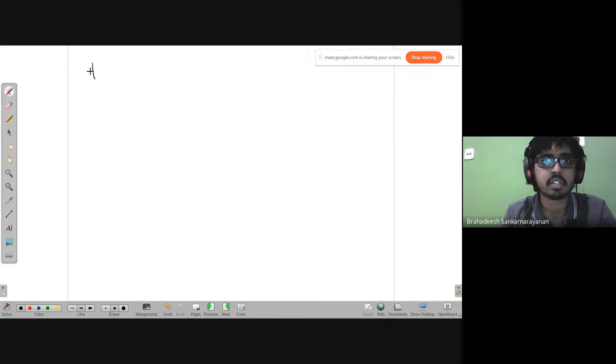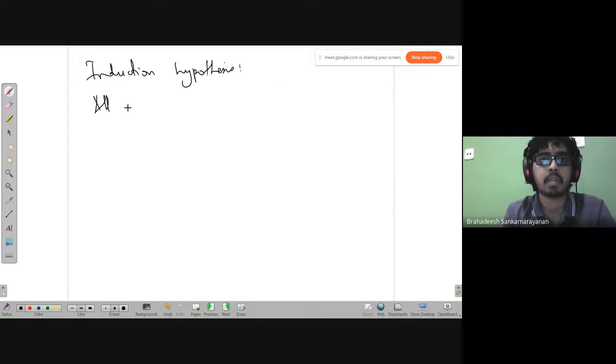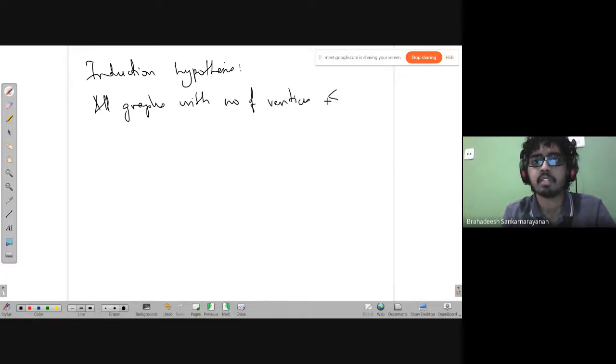So let's take as induction hypothesis: all graphs, all connected planar graphs. But why connected? We can just take all graphs. No? Right. All graphs with number of vertices less than or equal to n, for some n, are 4-colorable as per the theorem. This is our induction hypothesis.